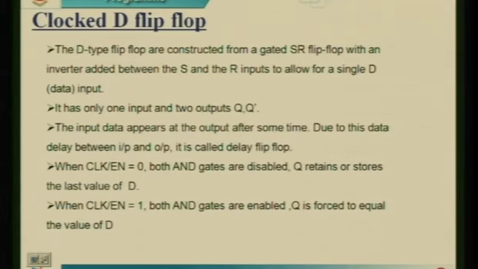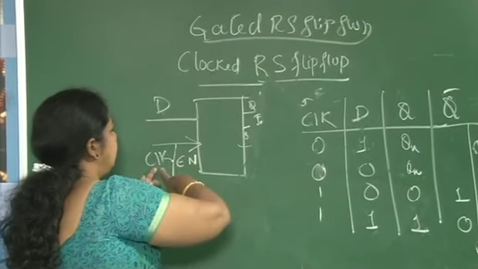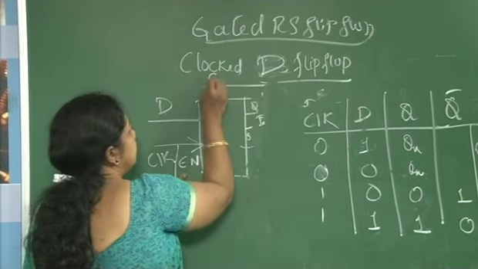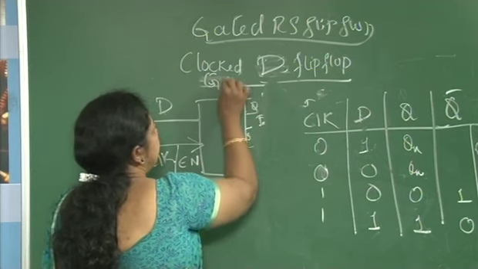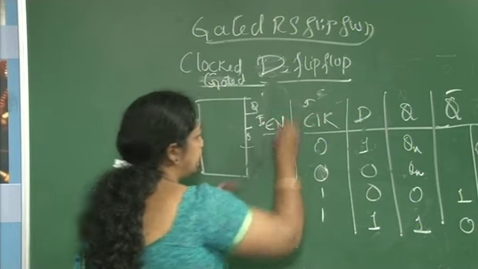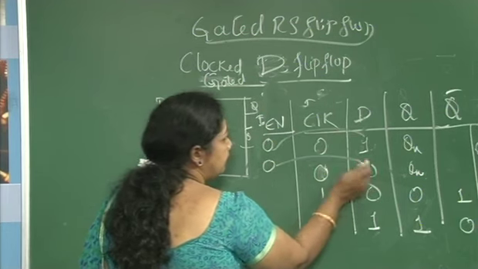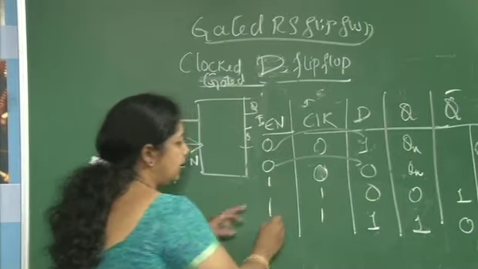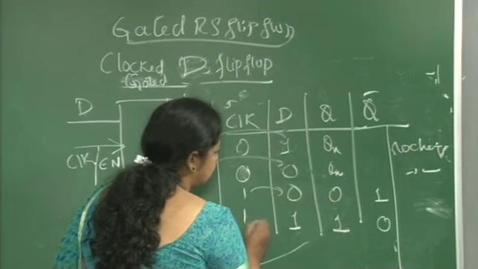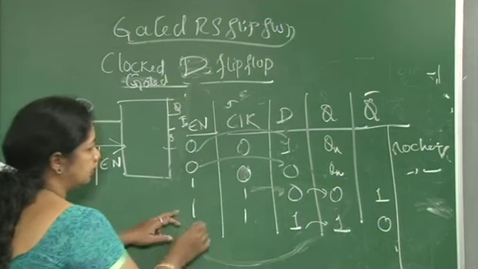So, either I can give clock or I can give enable. When I give clock, then we call it a clocked D flip flop. Whenever I give enable as an input, we call it a gated D flip flop. So once again, if my enable is 0, it remains the same, whatever inputs I am giving, there is no change. If my enable is 1, then I am going to get the output.